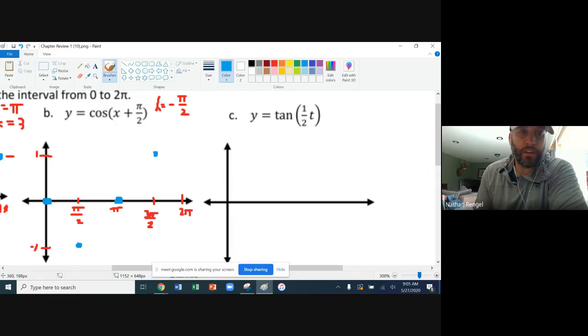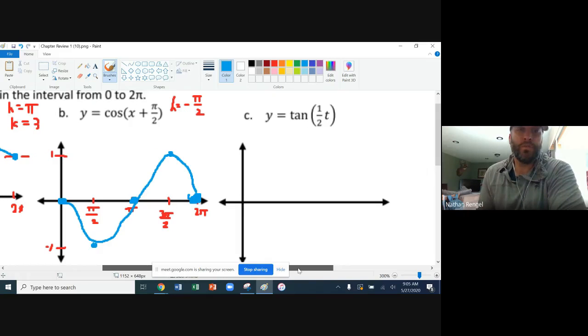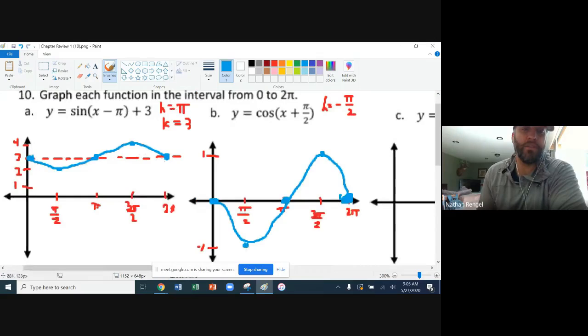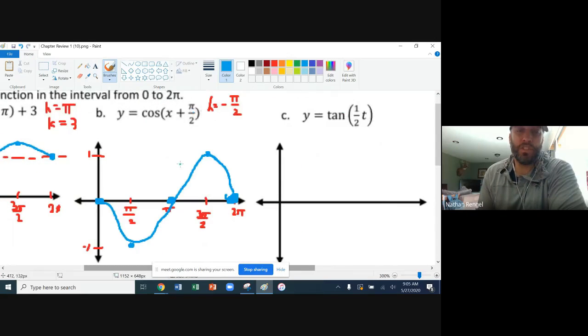And if I kind of follow that curve, if I keep following, our last point is going to be at 2 pi. So you start to notice these last two graphs, when you shift pi to the right, really what you're doing is making a negative sine graph. When you shift a cosine function pi over 2 to the left, you are making another negative sine function. Those are called trig identities, so they're just changing to a different function.